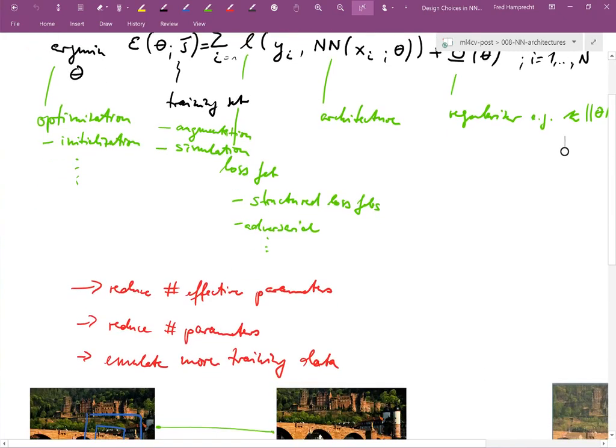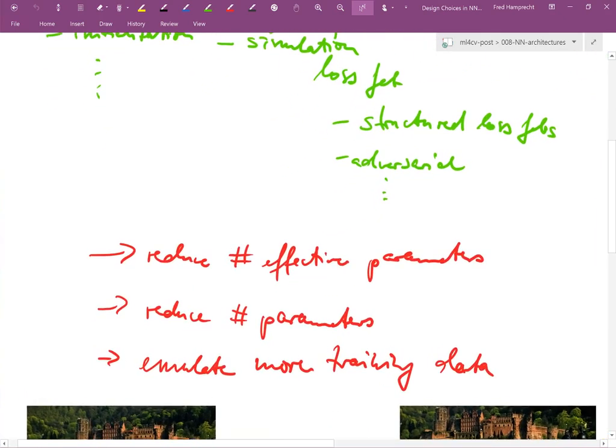Now, briefly about the training set, I will show you today architectures with easily 100 million parameters, and of course you need matching amounts of training data to find meaningful values for so many parameters. And if we have too little training data, well, we can either reduce the number of parameters or reduce the number of effective parameters, which is connected with this discussion about architecture, or we can try and somehow artificially inflate the training data. So I've written here, emulate more training data.